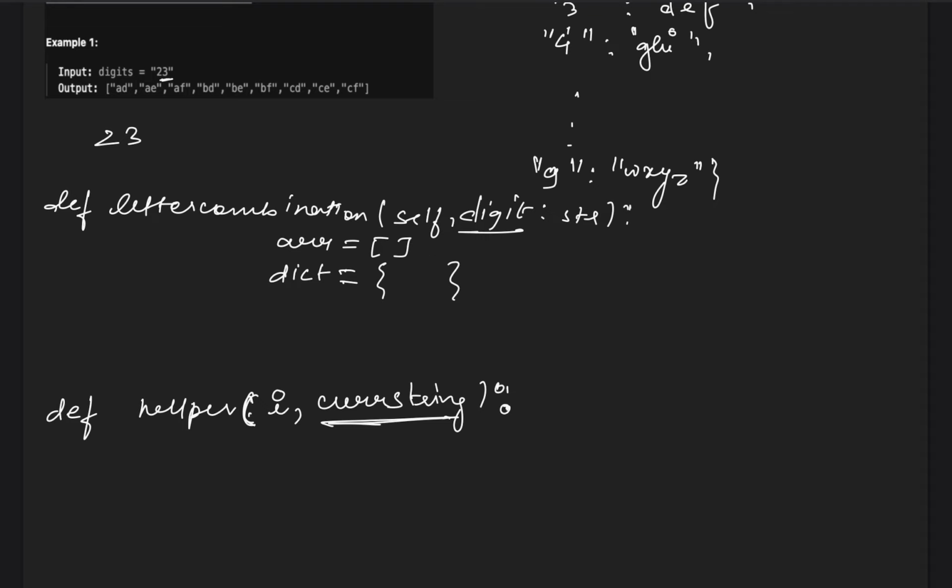So okay, what was the base case which I told you before? If the length of that particular current substring equals the length of the digits string, okay, so what I need to do is with this array which I'm having here, I also need to pass that array as well here.